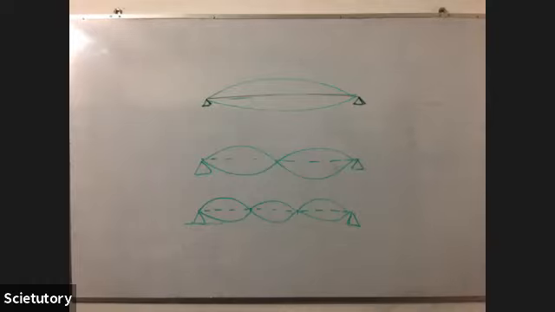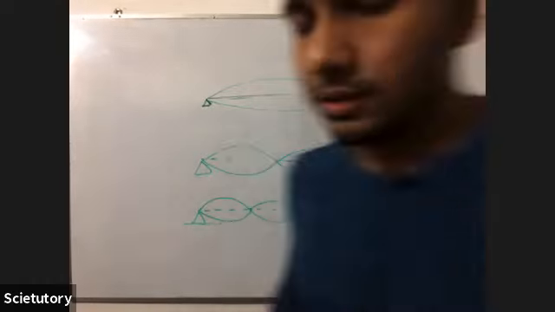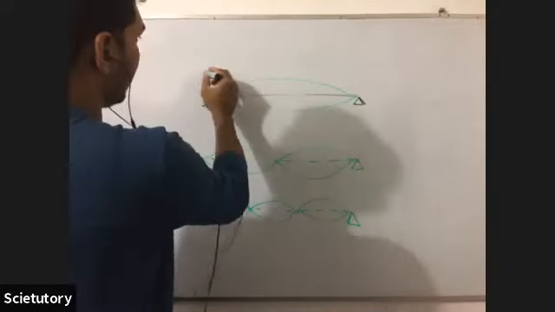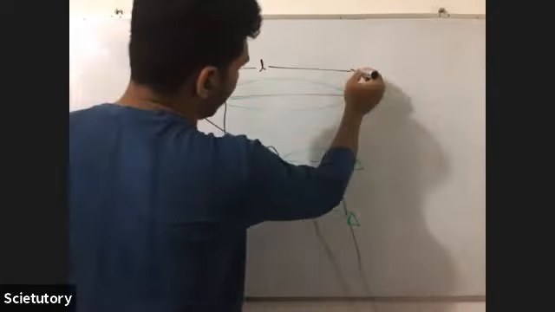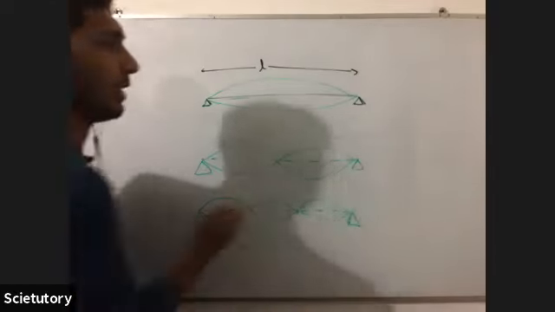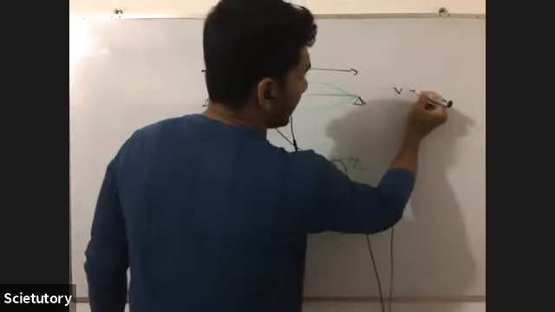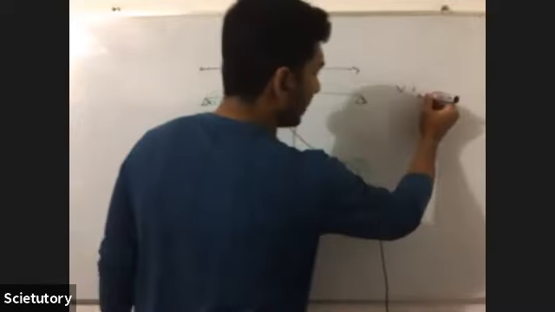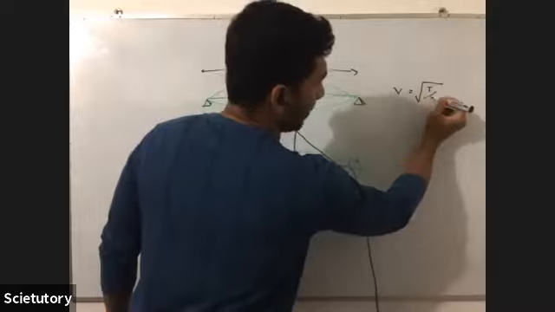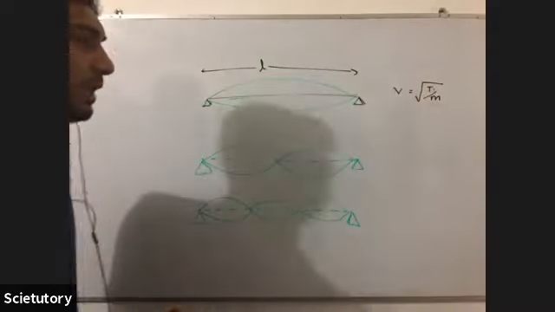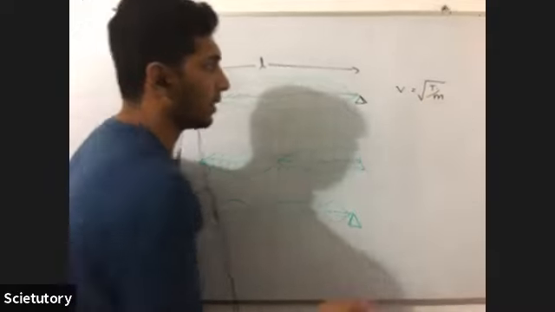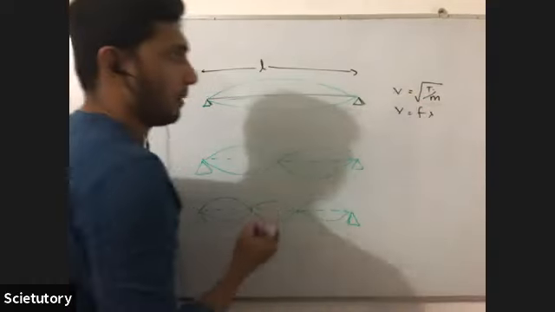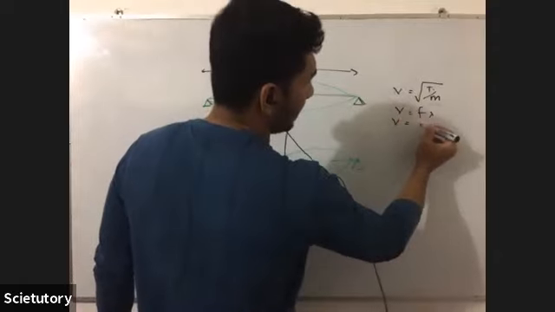Okay, now deriving equations. It's very important. So now you have the length given as L. So now you can write an equation for the velocity of the transverse waves in a stretched string. It is the square root of T over M. T is the tension, M is the linear density. And also you know the equation V is equal to F lambda.